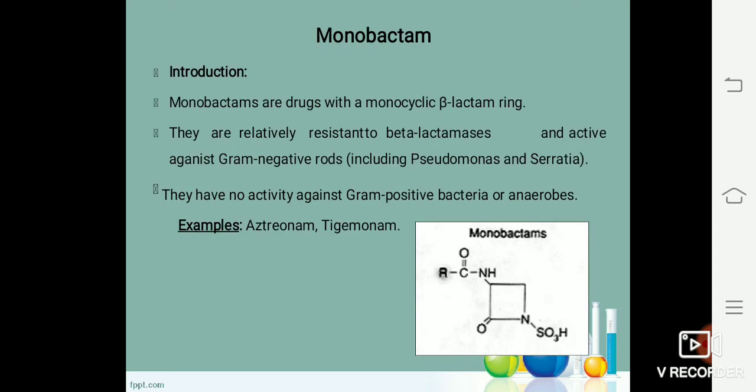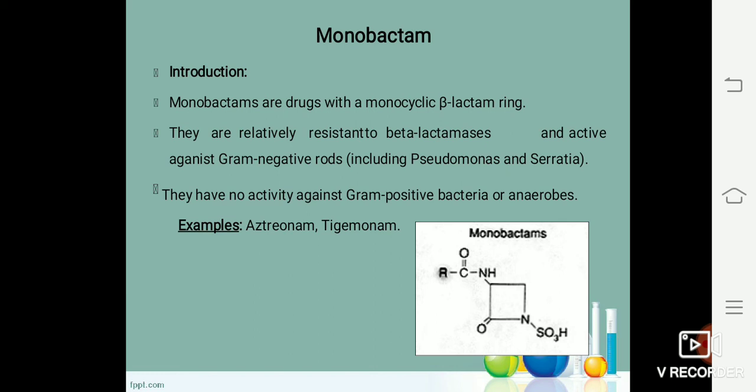Next and the last category of your syllabus of the 6th semester, monobactam. Monobactams are drugs with a monocyclic beta-lactam ring. Monocyclic means mono, one, beta-lactam ring, given below in the picture. They are relatively resistant to beta-lactamases and active against gram-negative rods. They have no activity against gram-positive bacteria, so they are useful only against gram-negative bacteria.